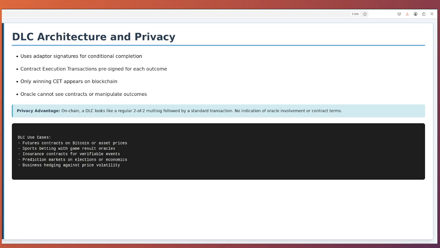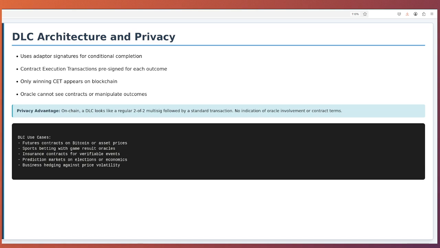The architecture of discrete log contracts demonstrates sophisticated cryptographic engineering. The process begins with Oracle attestation. An Oracle commits to attesting to a specific event by publishing a commitment to the public key it will use for signing. Parties then negotiate their contract. They agree on outcomes and payouts, such as if Bitcoin price is above 50,000, Alice gets 90%, otherwise Bob gets 90%. For each possible outcome, they create a contract execution transaction, or CET.